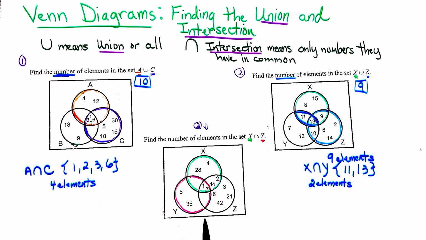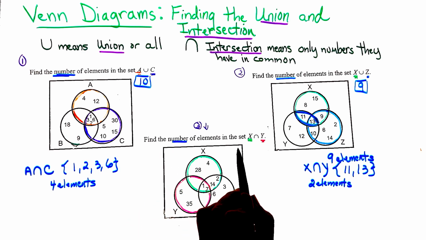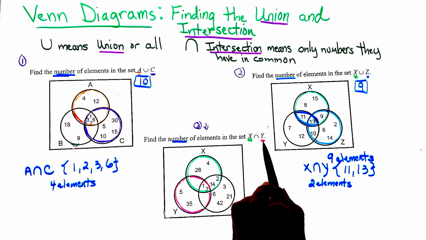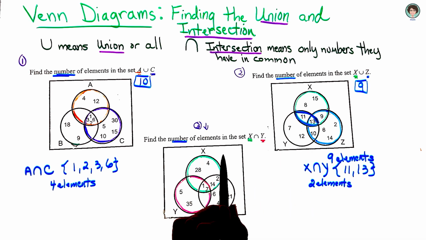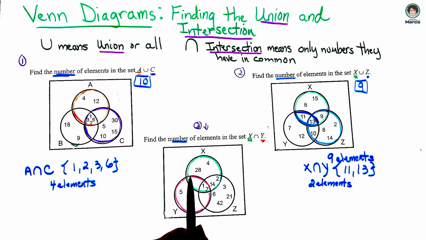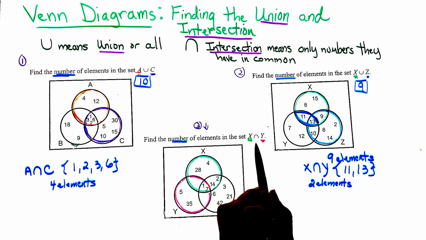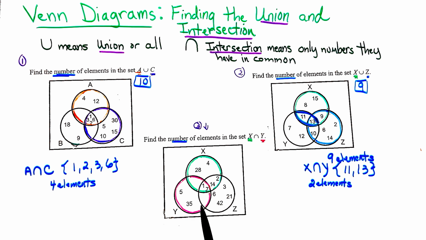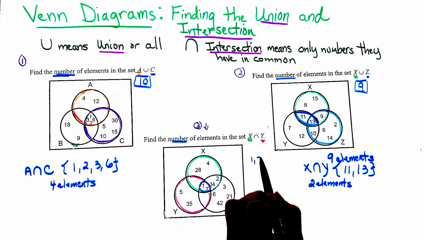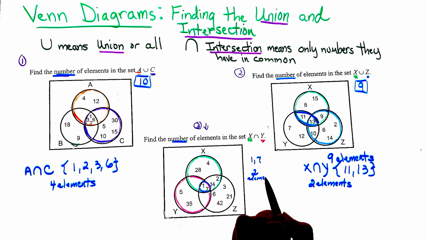All right, so let's look at number 3. Find, again, the number of elements in the set X intersects with Y. So here is my X in green, my Y is in red, and again, for an intersection, I only want to know what they have in common. So looking at my X circle and my Y circle, I see that they have 1 and 7 in common. So that is 2 elements. There are 2 numbers that they have in common.